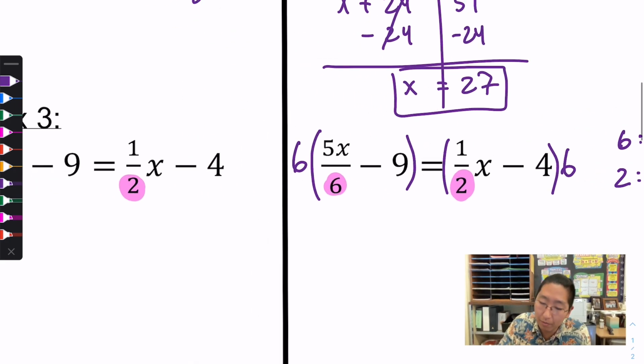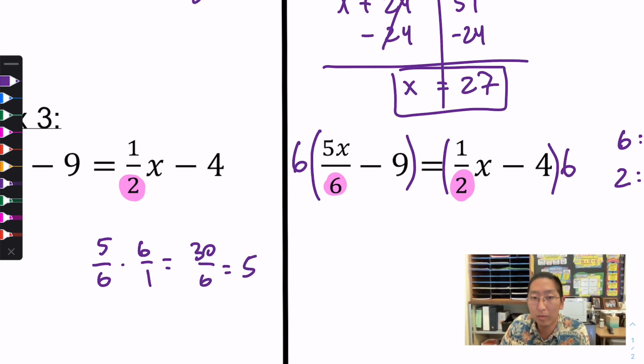So we have 5 over 6 times 6 over 1. We end up with 30 over 6, which equals 5. So 30 over 6 is 5. And then let's go ahead and deal with this first.